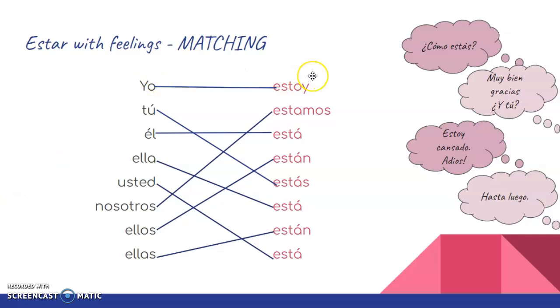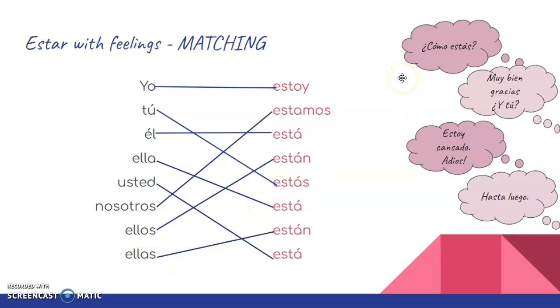Yo estoy. Tú estás. Él está. Ella está. Usted está. They're all the same. Él está. Ella está. Usted está. Notice that they're all just one person. And they're not me or you. So these are third person singular. They all say está. Nosotros estamos. Ellos están and ellas están.